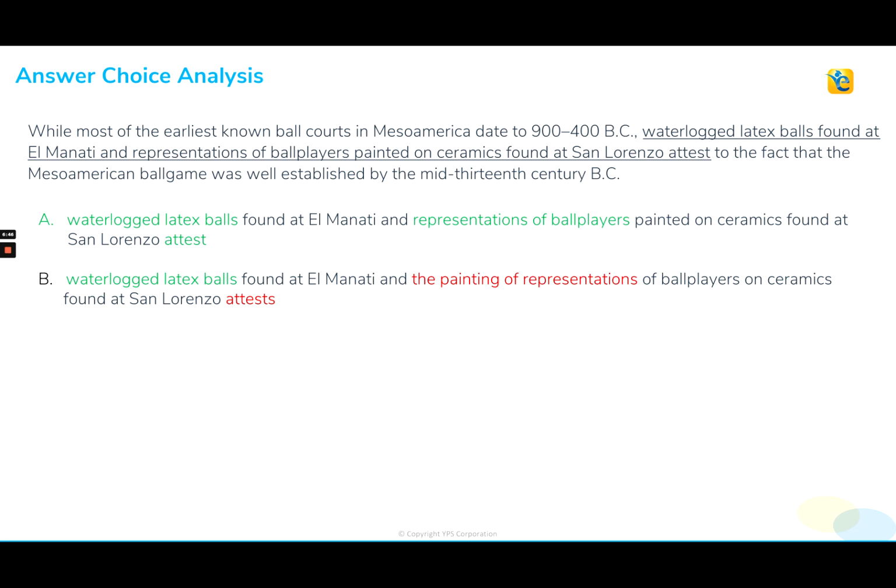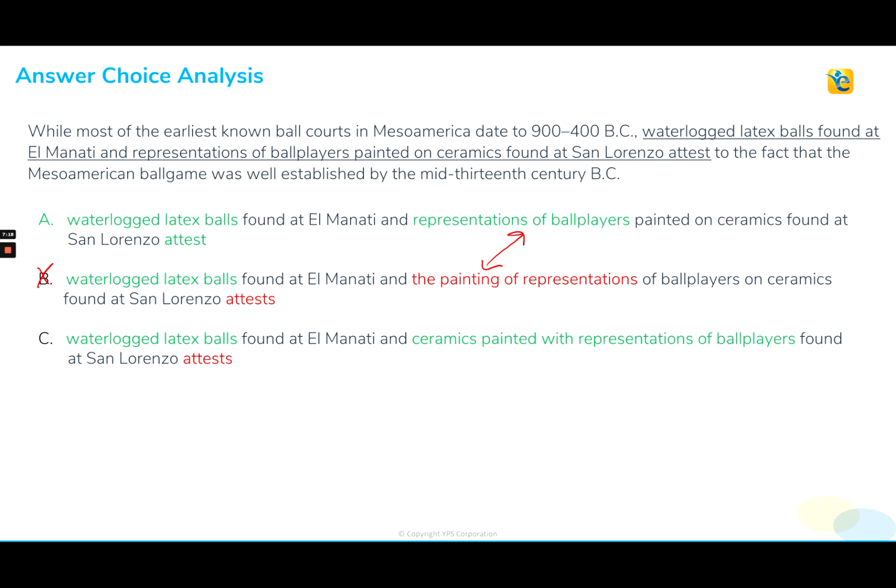So here, you can see this change of structure. And this change of structure is actually giving us a change in meaning here. The painting of representations does not communicate the same thing. Are we talking about a singular painting? Are we talking about the act of painting? This option is really confusing the intended meaning of the original sentence. So we're going to go ahead and reject option B for that subject-verb error and for that meaning change error.